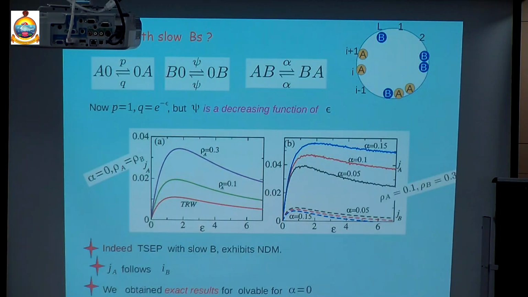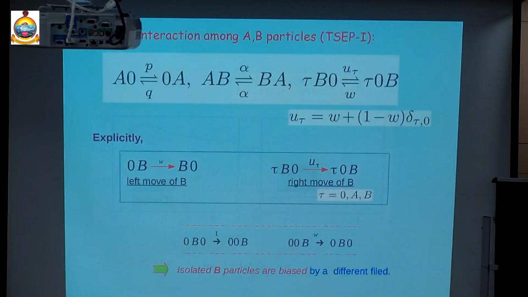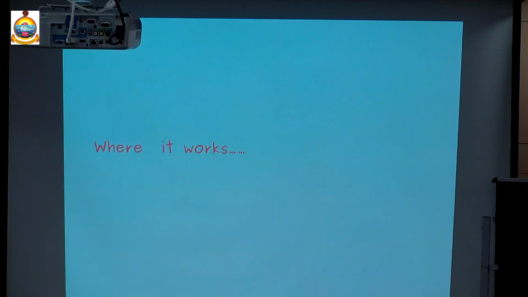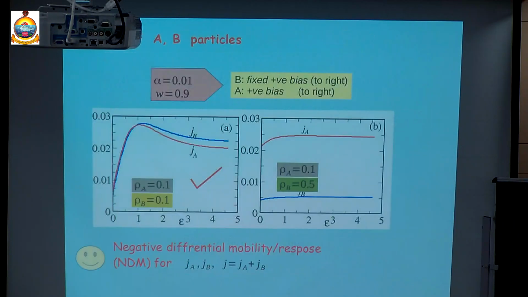So that's the whole point. Earlier, if you look at the same model that I discussed earlier, this same model, there was no negative response. But now what I do is make psi a function of epsilon forcibly, because that was my task. I forcibly slow down B. This was a diffusing mode. This was not seeing the bias. There is no epsilon here. Now I slow down this with epsilon. So I put epsilon here and take psi as a decreasing function of epsilon, and then I see that the current actually goes down.